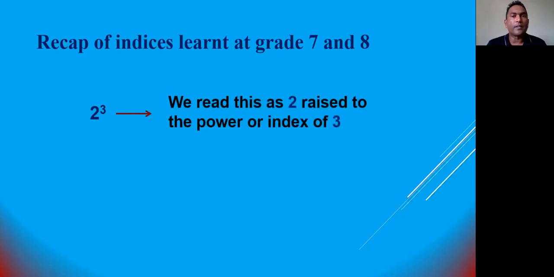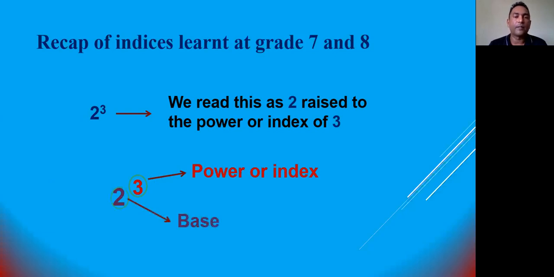We read this number as 2 raised to the power of 3. Instead of using the word power, we can use the word index. So 2 to the power of 3, or 2 to the index of 3, this 3 is called the power or index. And the number 2 is the base.